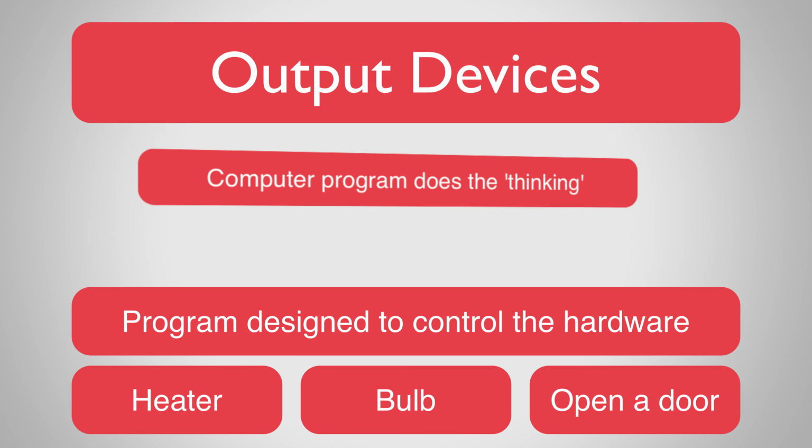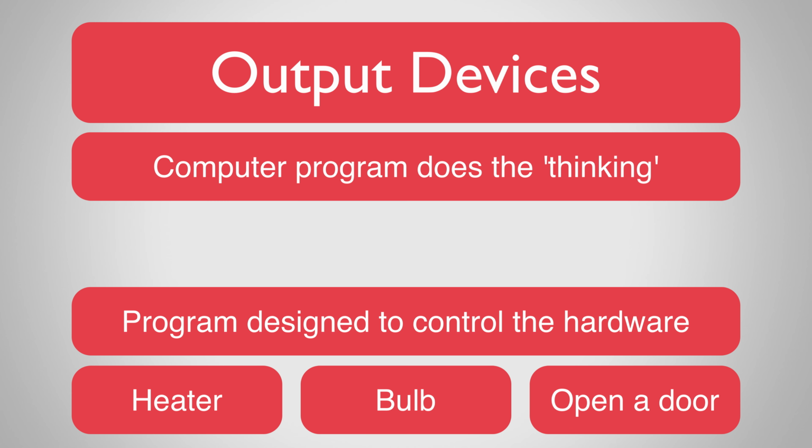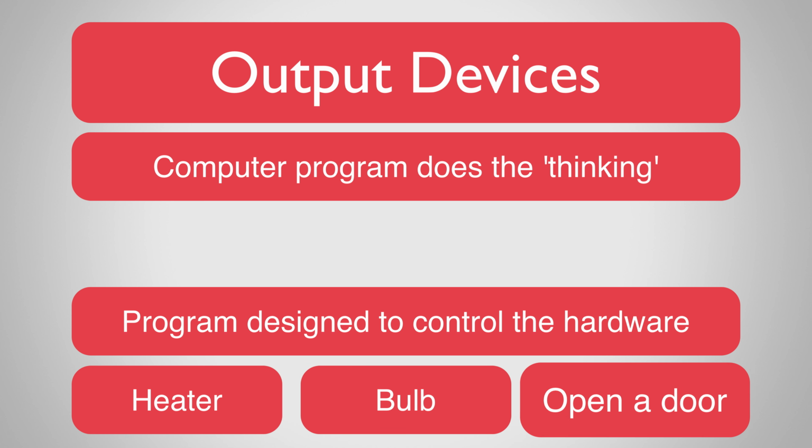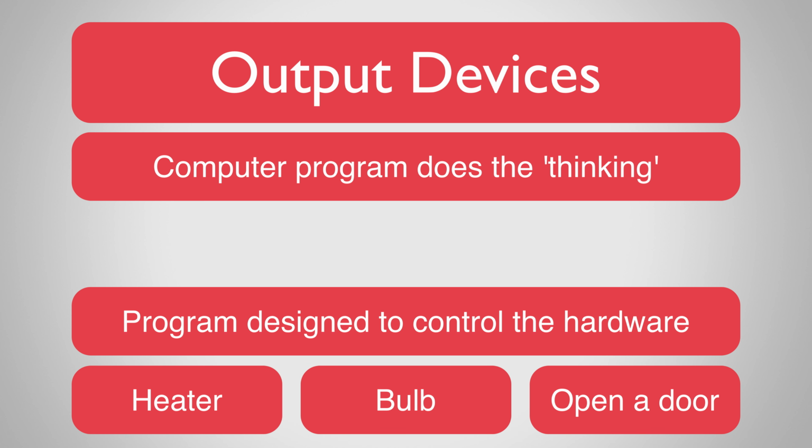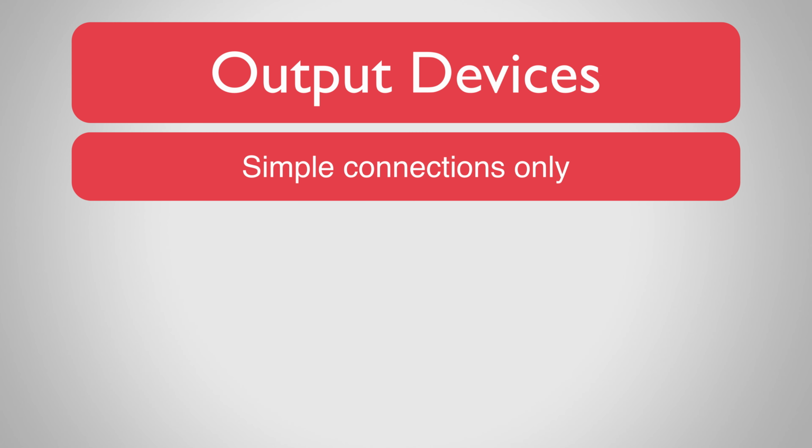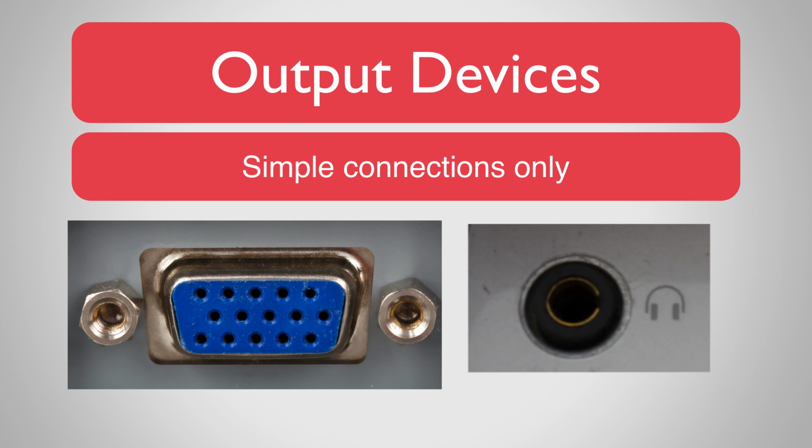In each case, the computer program will do the thinking. It will decide whether to activate the heater, turn the bulb on or off, or operate the motor. The output device will simply do as it's instructed by the computer. Most computers offer very simple connections to output devices. They might only include a connection to a monitor or a pair of speakers.